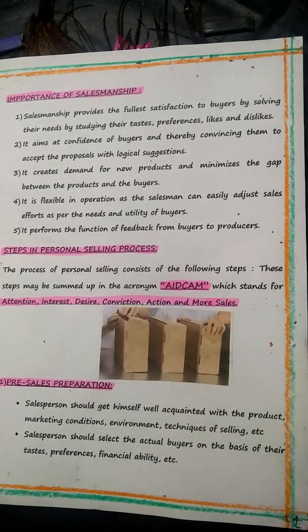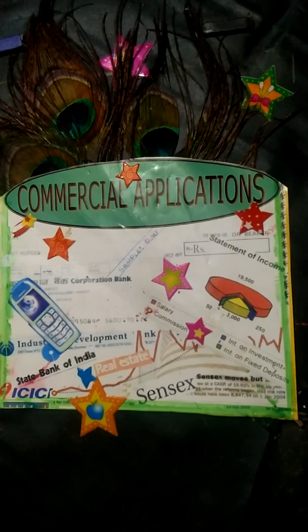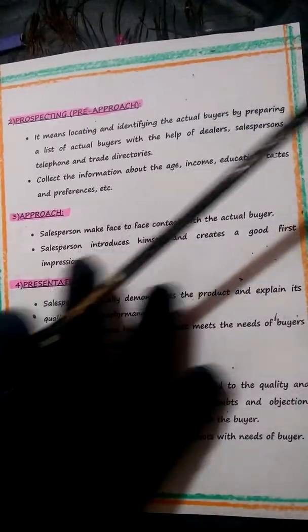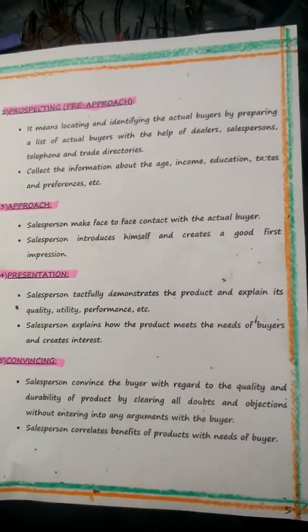Pre-sales preparation lays the groundwork for sales to succeed. Second one, we move on to prospecting. Prospecting in sales or personal selling is nothing but pre-approaching. Very important. Before you approach, you should have this prospecting done. Actually, it is the first step in the sales process.